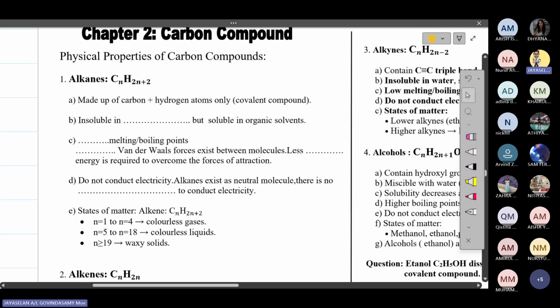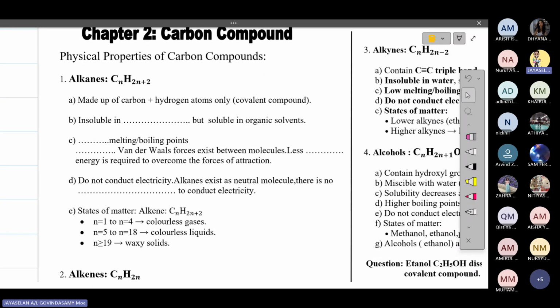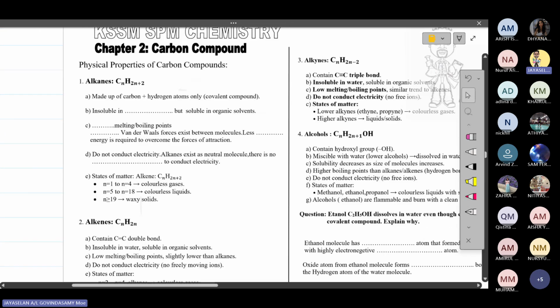The physical properties of alkane. 1 minute from now, write down. Please remember alkane is a saturated hydrocarbon. This is page number 11.